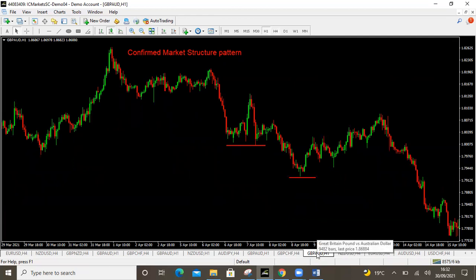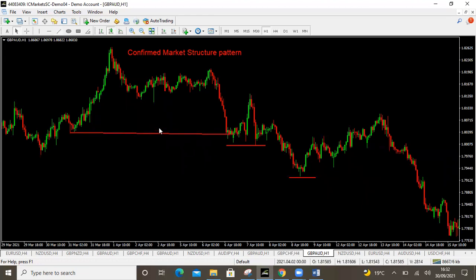Remember, I had explained the confirmed market structure is where you wait for either two higher highs if you're on a buying cycle or two lower lows if you're on a selling cycle. So here we have a high that was created. Then we have break of market structure from this point here.